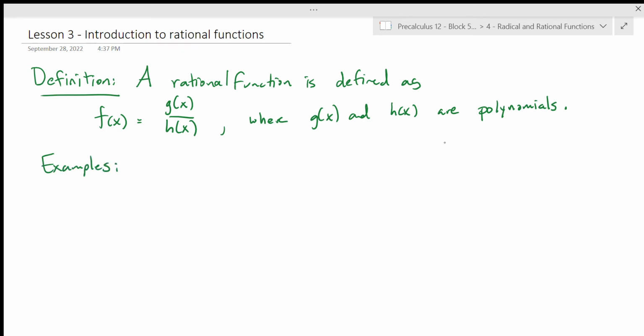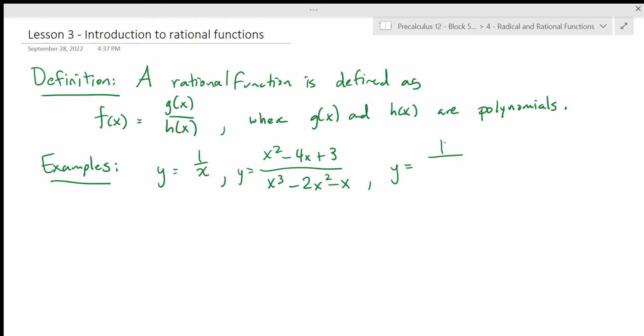So some examples. The first example you've actually seen before, which is y equals 1 over x. So that is our first example of a rational function. We also have y equals x squared minus 4x plus 3 over x cubed minus 2x squared minus x, and y equals 1 over x to the 4th minus 1. Numbers are polynomials as well, so you can have just a single number in the top, or if it's in the bottom, it just ends up being a polynomial.